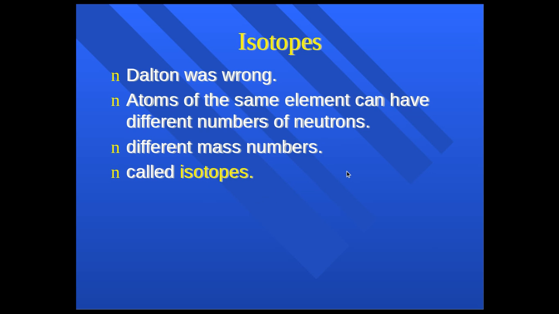Now, I can't go out and tell you, hey, go find me a couple of these different isotopes. You can't do that. You need a mass spectrometer machine to do that. So we can't do that.